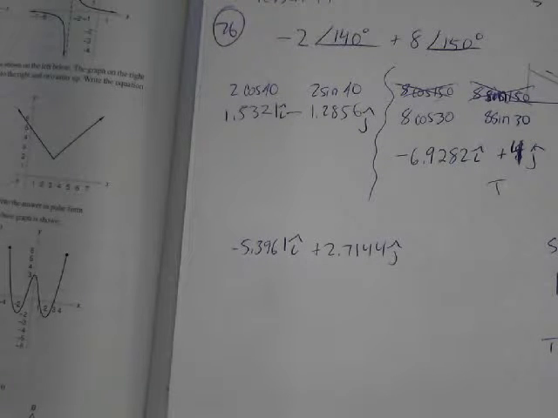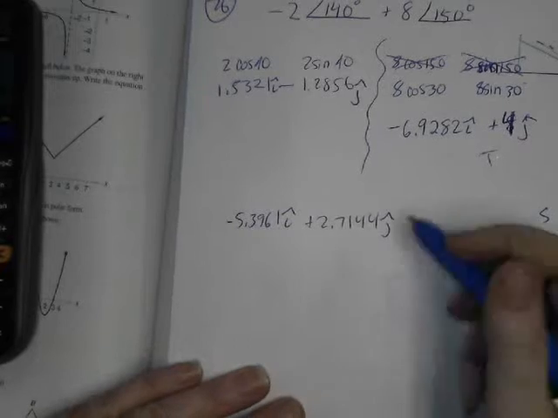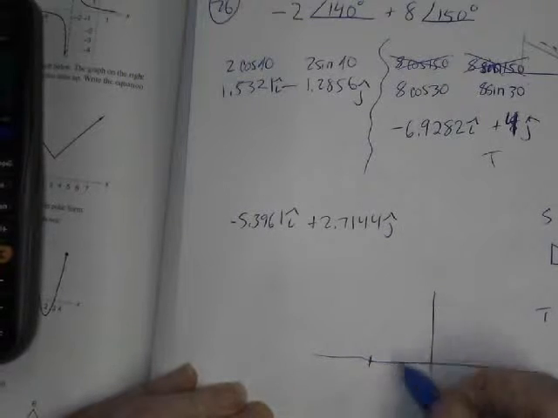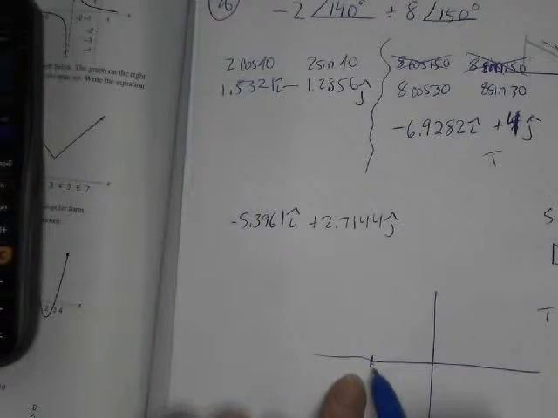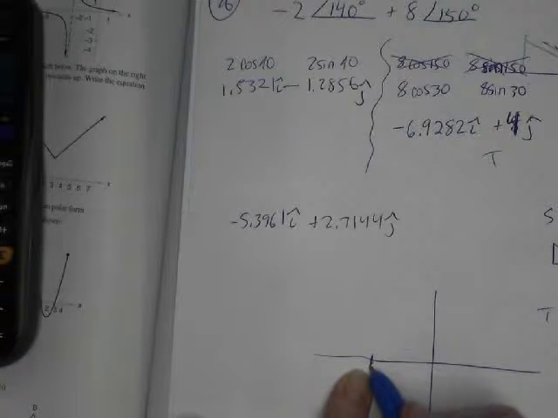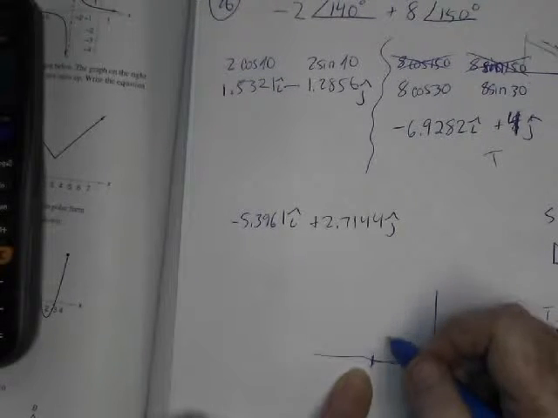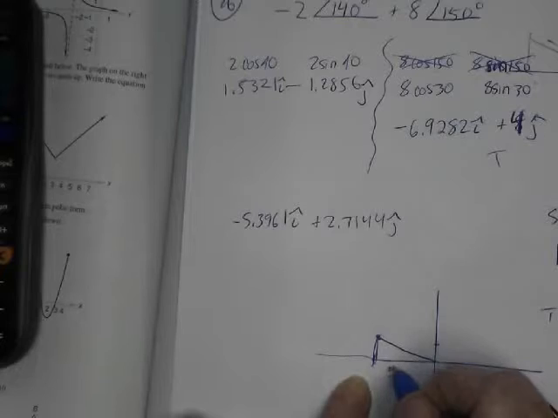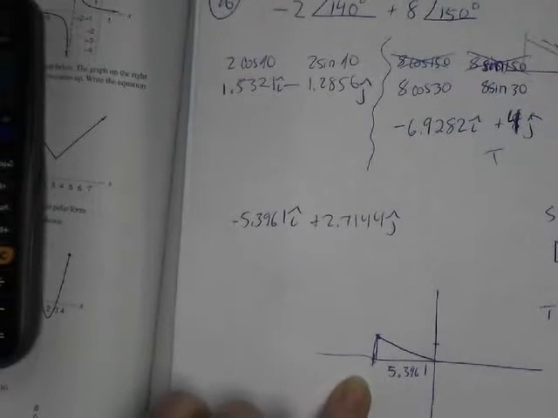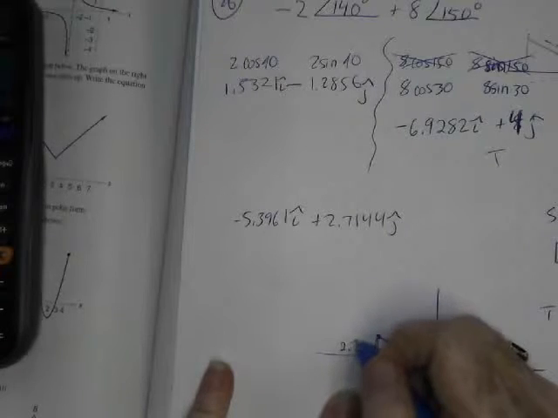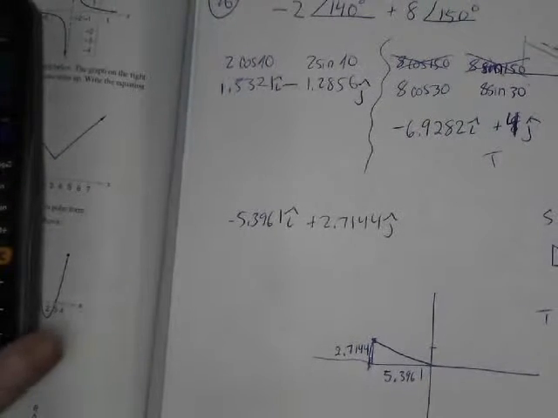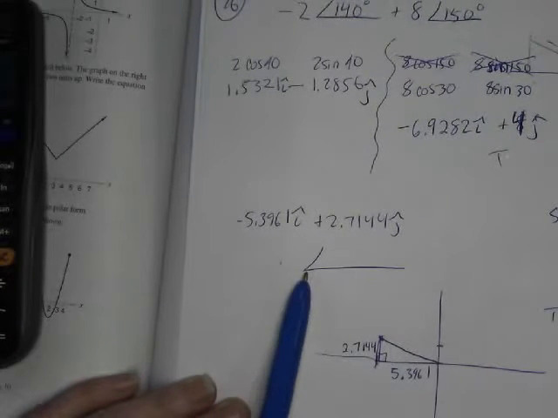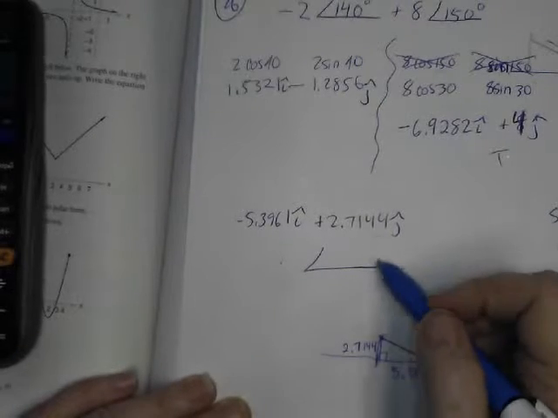Okay, so then we're going to put it back in polar. Our little triangle that we're drawing goes from here to here, which is between 5 and 6, and the up part is like 2. So this side is 5.3961 and this side is 2.7144. We can use the Pythagorean theorem to find the radius, and then this is going to be the degrees.